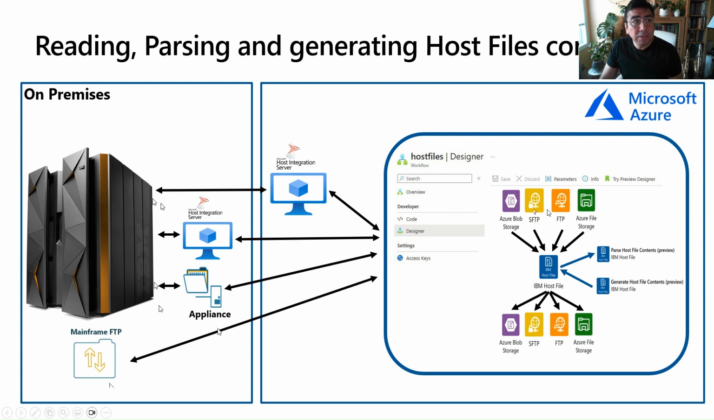And then with the VSAM file, you can have a job that takes the VSAM file and generates a physical sequential file, that can be downloaded and exported, and then moved into the cloud. So then, let's say that you have that data available through one of these mechanisms, either blob storage, SFTP, FTP, or Azure file storage. Then you use our connector or service provider to parse the host file content and to generate host file content as well, if you want. And then you can return it to the original location.